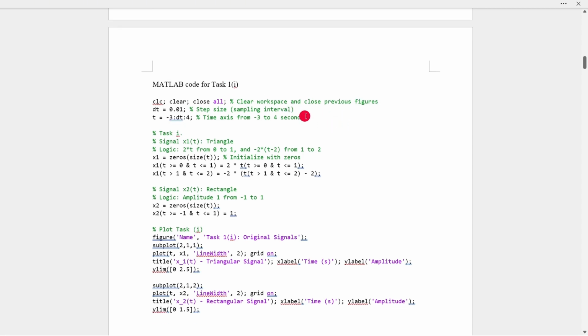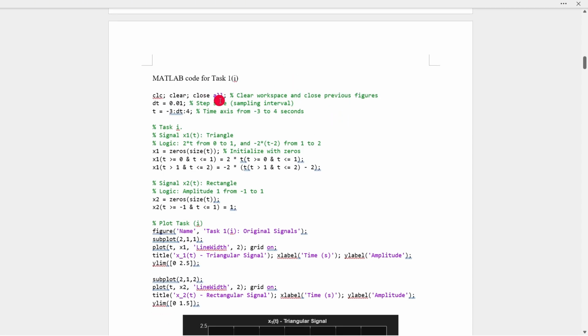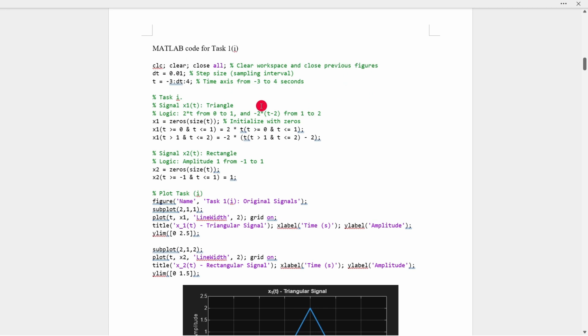So this will be the MATLAB code for task 1. We clear and close first, then set a time axis from -3 to 4 seconds. So for the first signal, from what I've mentioned above, 0 to 1 will be +2 slope. At time from 1 to 2 will be -2 slope. Then the second signal, x2, is from -1 to 1 with a 1 amplitude.